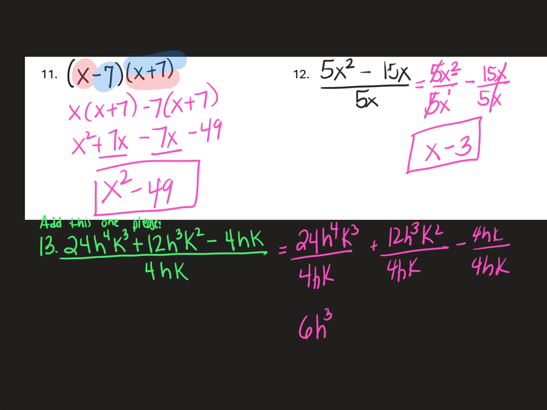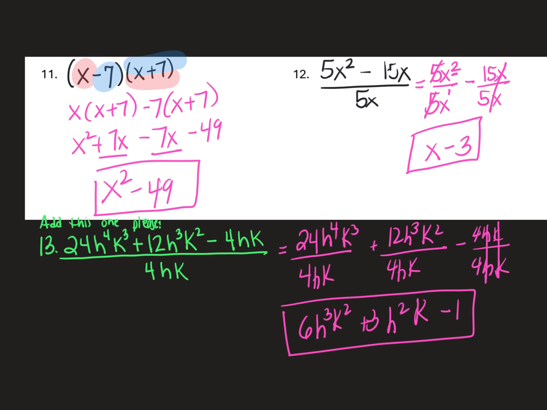k to the third divided by k is k to the second. 12 divided by 4 is positive 3. h to the third divided by h is h to the second. And then k squared divided by k is just k. 3h squared k. Then this last one, negative 4 divided by 4 is negative 1. h divided by h cancels out. k divided by k cancels out. So this is my final answer: 6h cubed k squared plus 3h squared k minus 1.